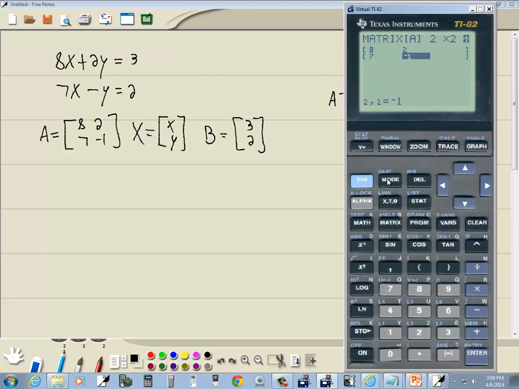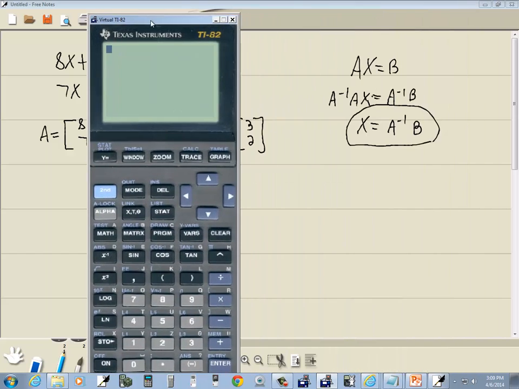Exit out, do second mode, and then I'm going to go back in my matrix menu, so press matrix, right arrow twice over to edit, down arrow to B, and press enter on it. And it's asking us for rows by columns. Well, this is 2 rows and 1 column. So I do 2 enter, 1 enter. You can't mess up on that. If you put the wrong size, your matrix won't look anything like what you're trying to enter. So I do 3 enter, 2 enter. Then I want to exit out, second mode. We've got our 2 matrices entered in.